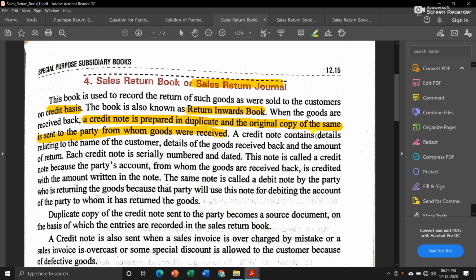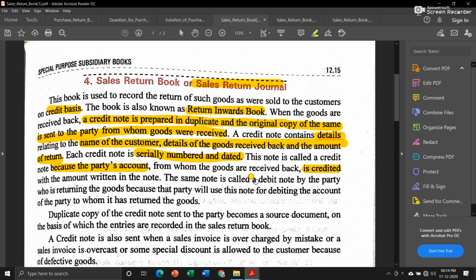A credit note contains details relating to the name of the customer, details of the goods received, and the amount of return. Each credit note is serially numbered and dated. This note is called a credit note because the party's account from whom the goods are received back is credited. Since we are going to credit the account of our customer, the note that we issue to them is known as a credit note.